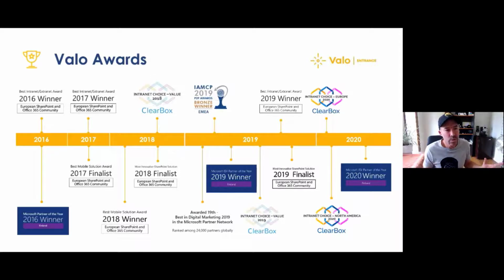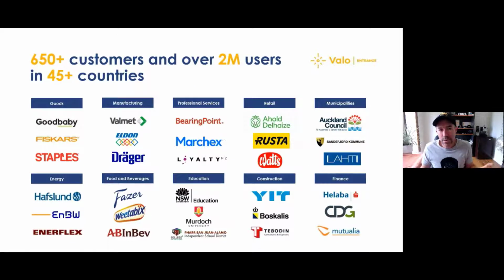Now, Valo, we've been around for quite a number of years now, and you can see on the screen that we have been lucky enough to win a number of awards, and most recently the latest version of the Clearbox report has been released, and again we've been lucky enough to keep our badges as the intranet choice across Europe and North America, and also the 2020 ISV Partner of the Year winner in Finland. As a company, we're looking after a number of customers and users across the globe. As you can see there, over 650 customers, over 2 million users, and across lots and lots of countries, 45 plus.